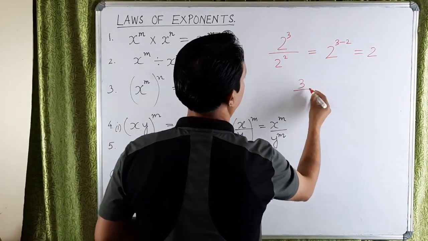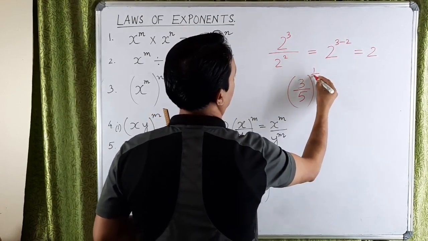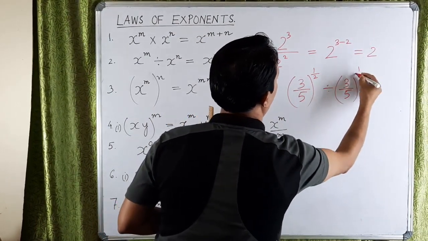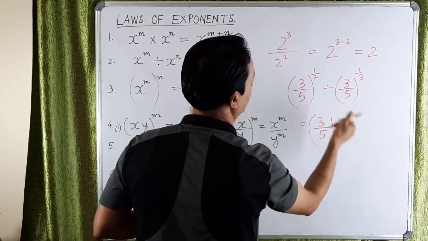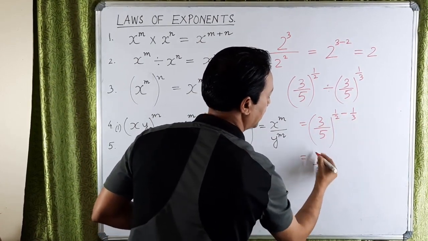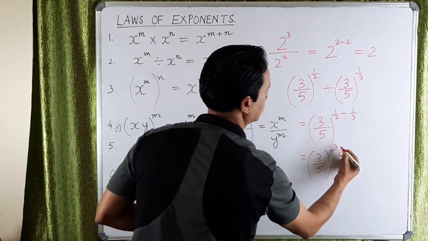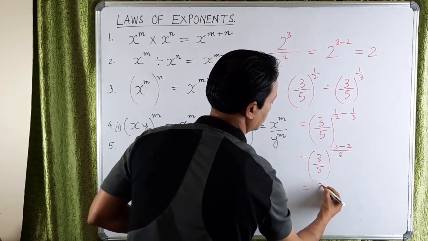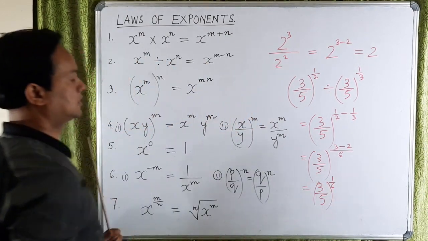Or if I write another number, 3 by 5 to the power half divided by 3 by 5 to the power 1/3, we'll just write down the base once, and since it is division, we'll subtract the powers. So 3 by 5 to the power, the LCM will be 6: 2 times 3 is 6, so this will be 3, 3 times 2 is 6, 1 times 2 will be 2, so this will be 3 by 5 to the power 1 by 6.